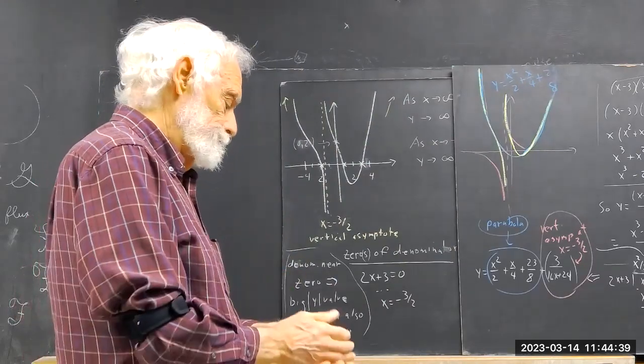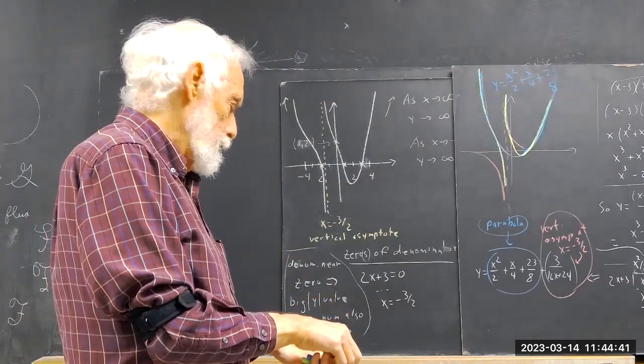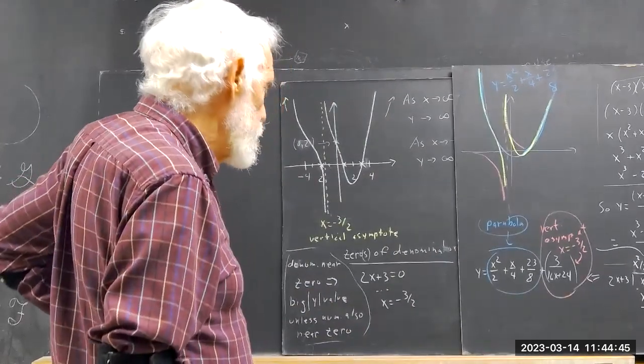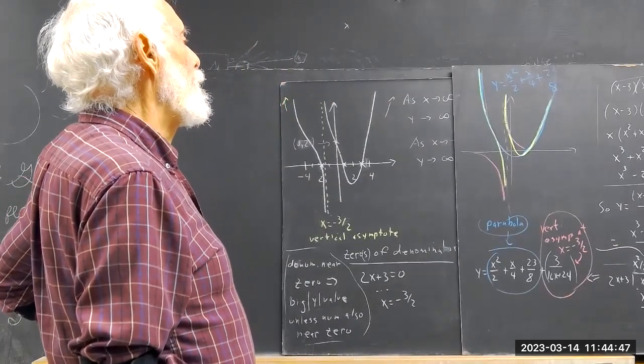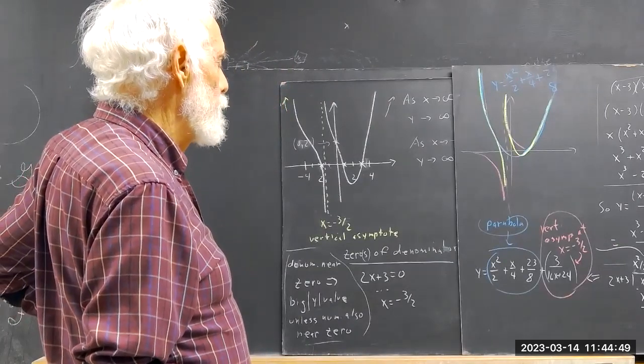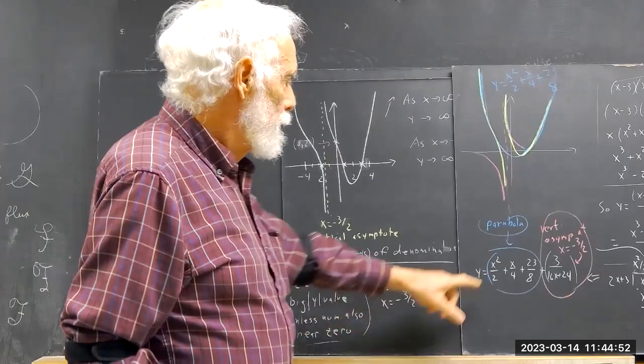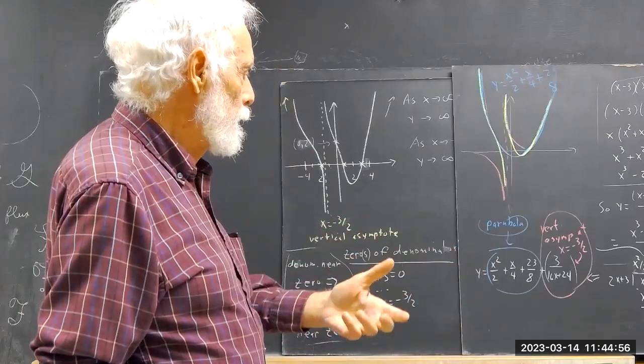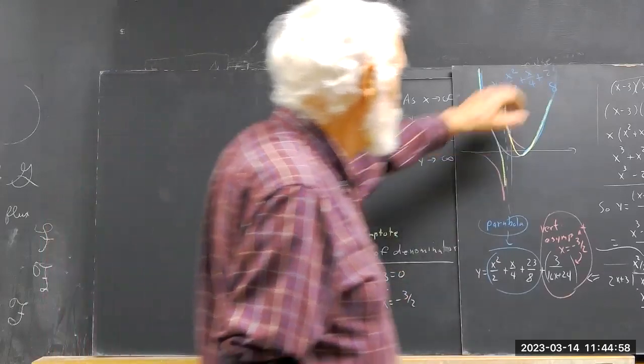Now, if you understand that even a little bit, it makes a little more sense of the idea that the long run behavior is governed by the leading term of the numerator and the denominator.